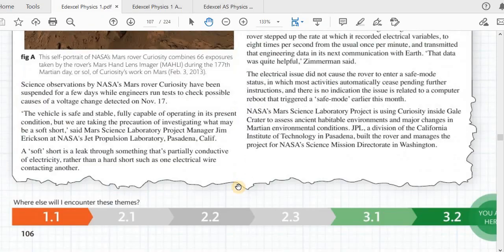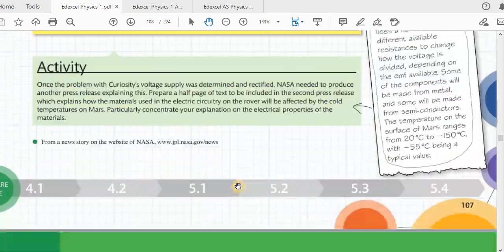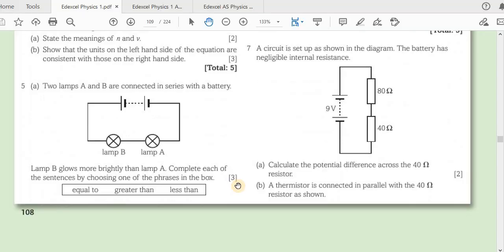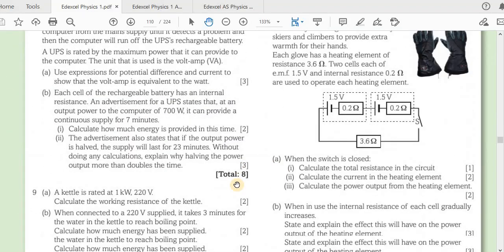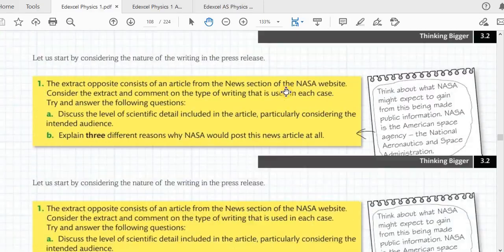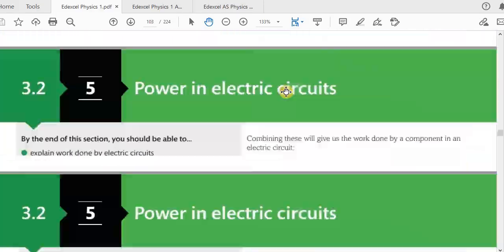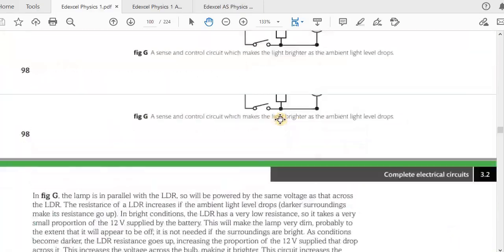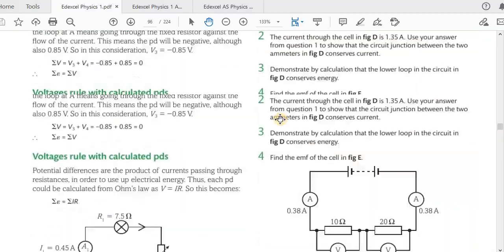And that will be the end of chapter 3.2, and also it will be the end of electricity for AS Physics. So let's go to the beginning now. We will start with chapter 3.2 part 1, which is about series and parallel circuits.